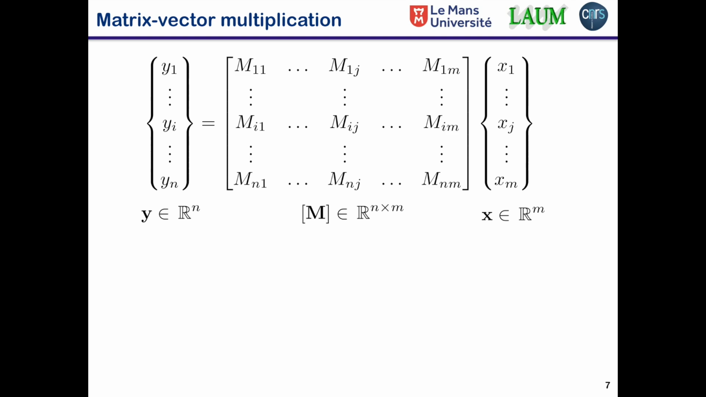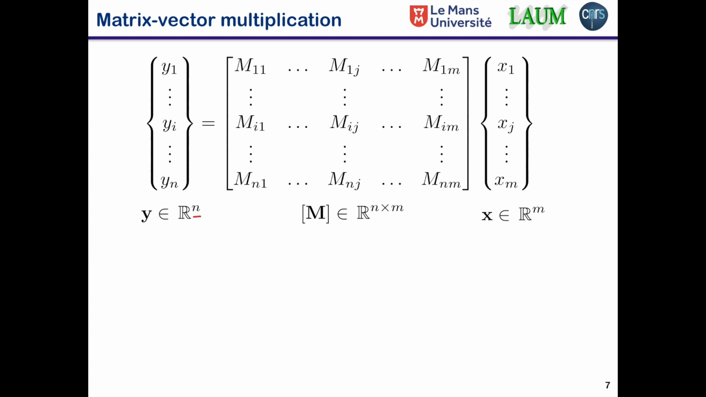We have seen this input-output relation. So let's see how we can generalize this matrix vector multiplication. This is what we have seen before. Here I have a first vector x, and this first vector has m components, and then the output does not necessarily have the same number of components.